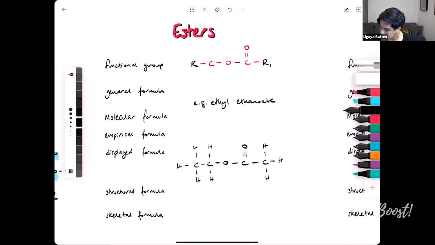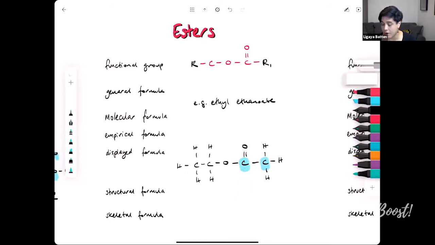And again, just in general, when writing displayed formulae, just try to make sure that you've got the right number of bonds on each of the atoms. So every carbon should have 4 bonds. And sometimes it might be tempting to put an H down at the bottom here, but that's wrong because each carbon can only have 4 bonds. This one has 1 bond here, 2 bonds there, and 1 bond there. So it's already got its 4 bonds. So just be careful about adding extra bonds that shouldn't exist.